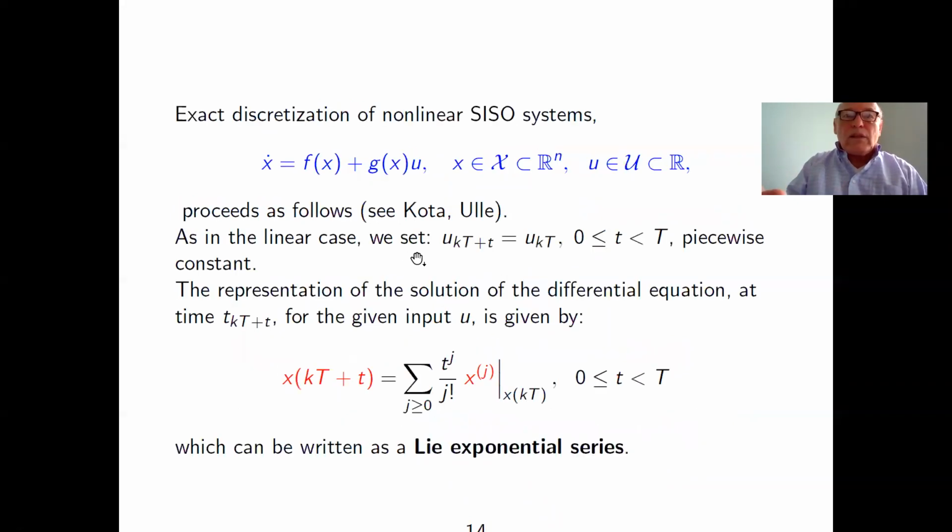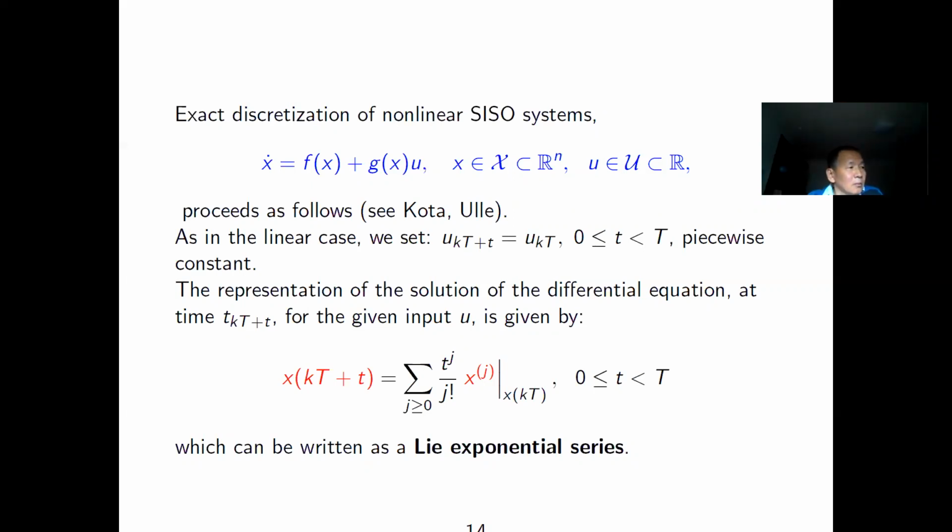And our intention is to expand the solutions of this differential equation from an initial state, let's say given at the sampling time kT, apply a piecewise constant control to the system and try to get an approximation for the next state, or the exact formula for the next state. And for that, we use Taylor series expansion.